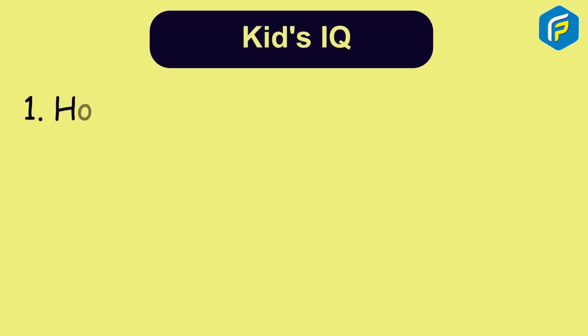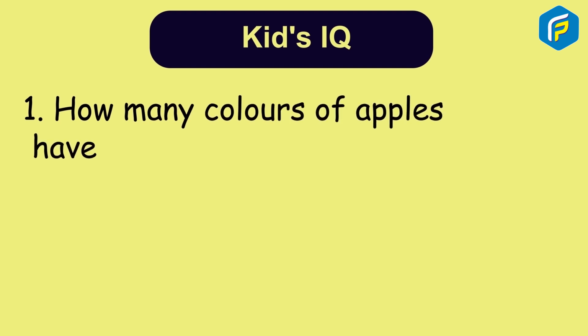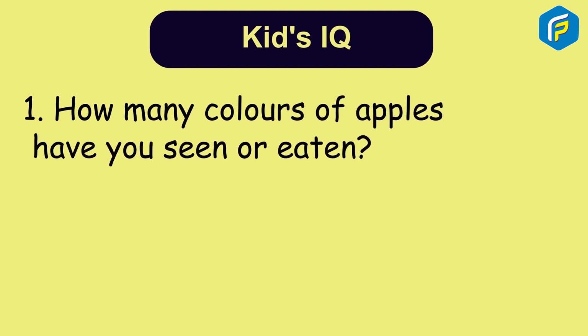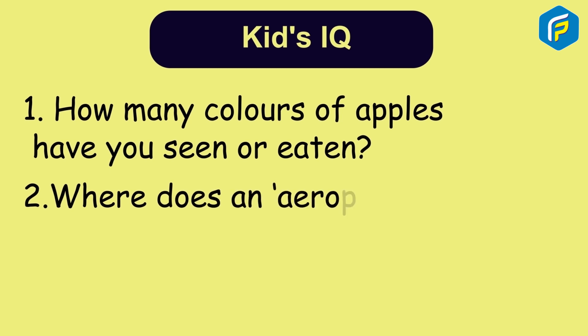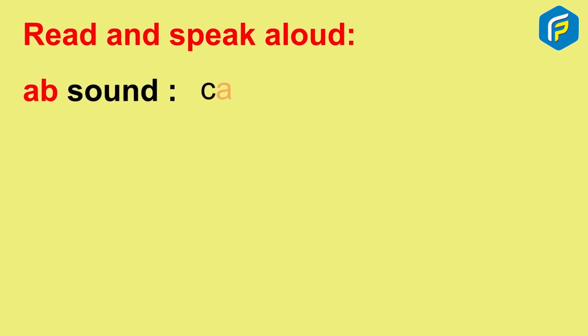Kids' IQ: how many colors of apples have you seen or eaten? Where does an aeroplane fly? Read and speak aloud. Ab sound. C, A, B, cab. F, A, B, fab. L, A, B, lab. N, A, B, nab. T, A, B, tab.